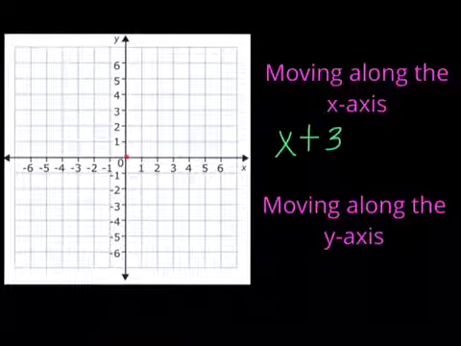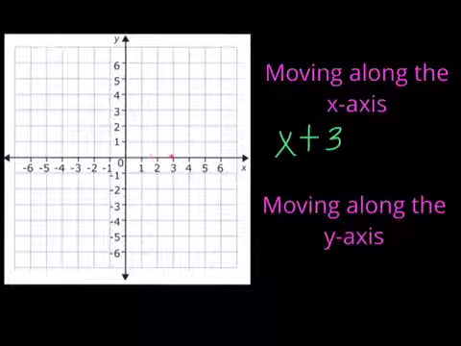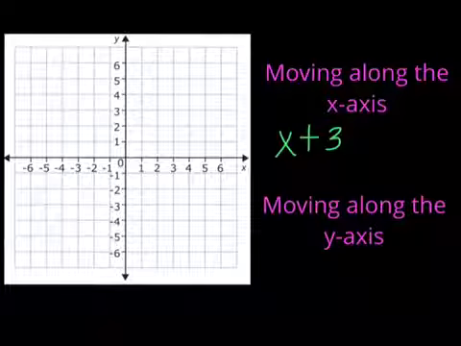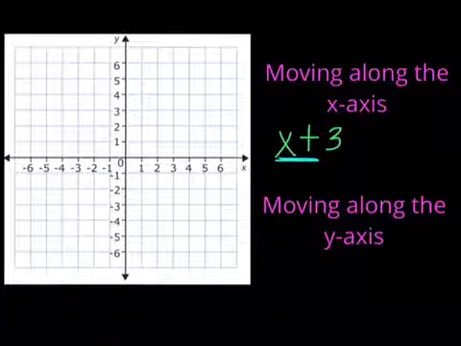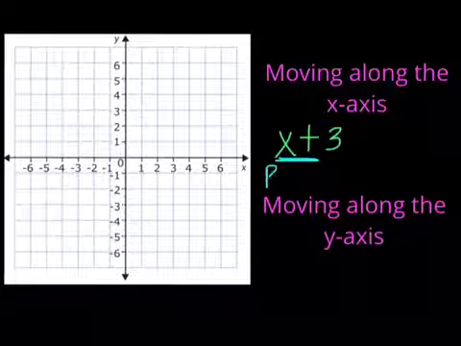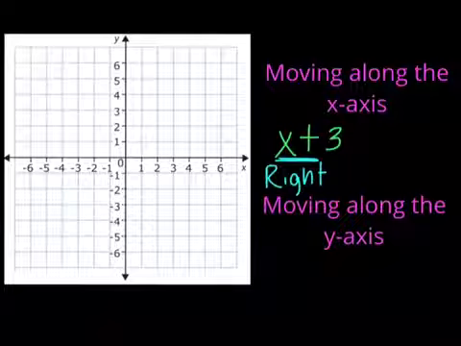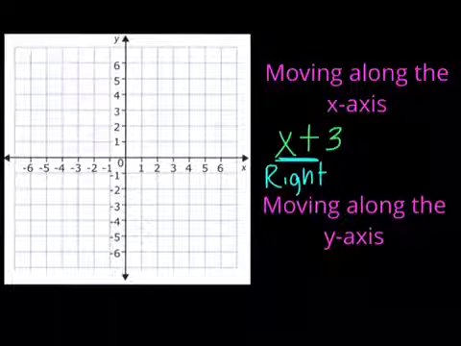In this case, we said 0, and I have to go to the right 3 places. So anytime we see this x plus that we have right here, it means we are going to the right, okay? Now, that covers us if we're going to the right, but the same thing can go for the exact opposite.